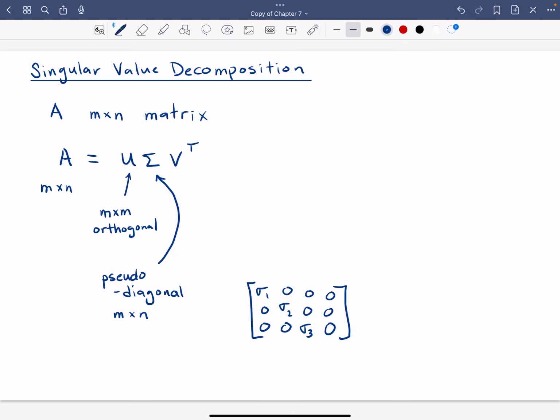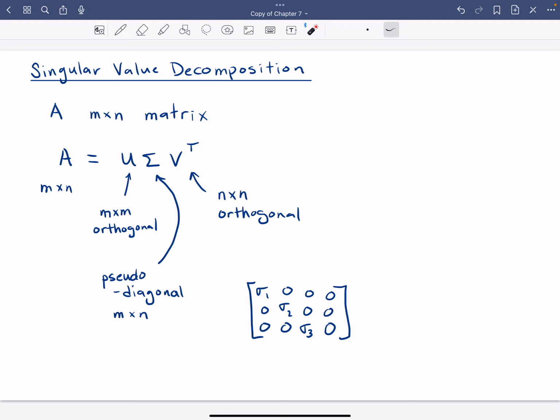And finally, V is going to be an n by n orthogonal matrix. So it's an n by n matrix with orthonormal columns. If you look at the shapes of all these matrices, we have an m by m times an m by n times an n by n. When you multiply these together, you get an m by n matrix, like we're supposed to. I'm going to talk in a minute about how you find these matrices, but first I want to talk about the geometric intuition behind what this decomposition is telling us.